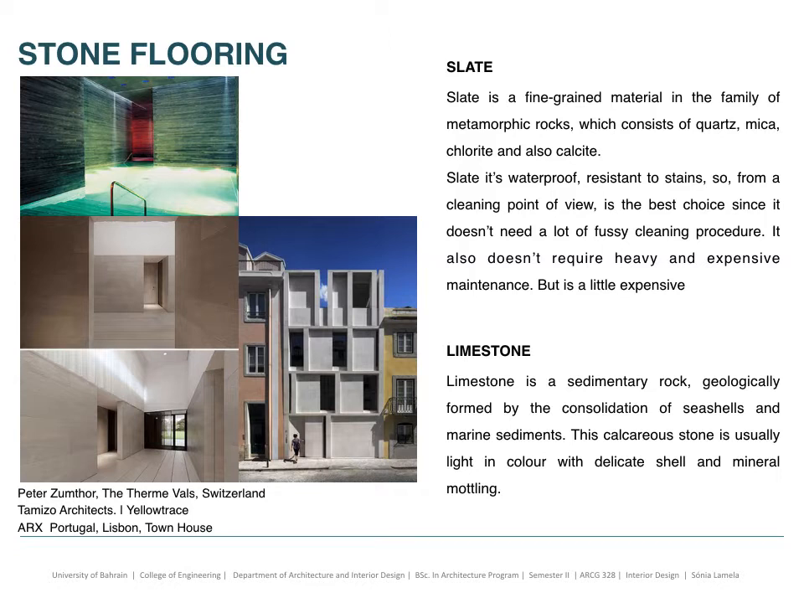Another two types of stone flooring are slate and limestone. Slate is a fine-grained material in the family of metamorphic rocks, and it's waterproof and resists stains, so it's a good choice. However, it's really an expensive material in terms of maintenance and also in terms of price. Limestone is a sedimentary rock and has a light color, and its grain is a little bit softer than the other stone materials that we have talked about.